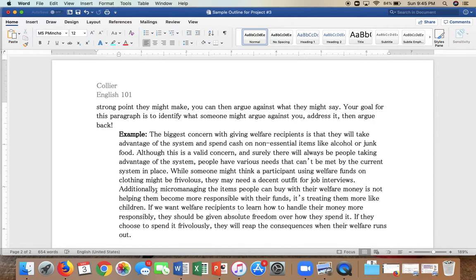Additionally, so here's another point, micromanaging the items people can buy with their welfare money is not helping them become more responsible with their funds. It's treating them more like children. If we want welfare recipients to learn how to handle their money more responsibly, they should be given absolute freedom over how they spend it. If they choose to spend it frivolously, then they will reap the consequences when their welfare runs out. And then I would probably go on a little bit more to explain that.